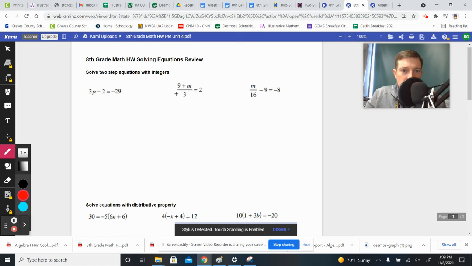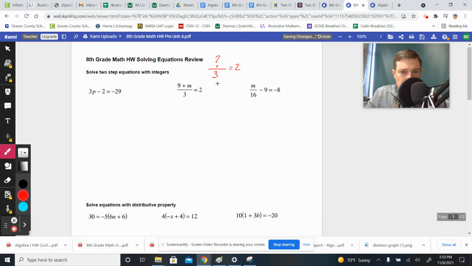Anytime that you see a big fraction bar like this with the denominator of a number, you can always make that fraction go away by multiplying both sides by the denominator. Okay, I like to think of it like this. The question is something divided by 3 is 2. Think of that 9 plus m is the something. And if you were going to find that something, you would multiply 2 and 3 and you would get 6, right? So that's essentially what we're doing when we're multiplying both sides of this equation by 3.